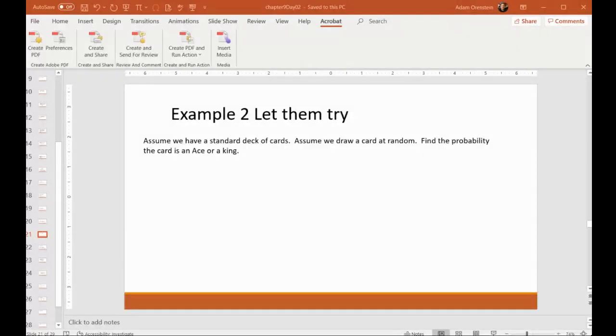Okay, so if we're going to draw a card at random from that deck, and we draw a card that is both an ace and a king, is that possible? Okay, so Jonathan said no. And Michael said no. And they're both right. You can't. It's not like a trick or something.